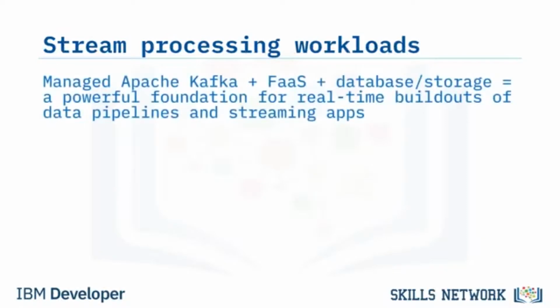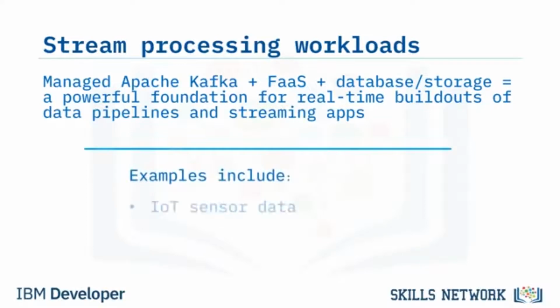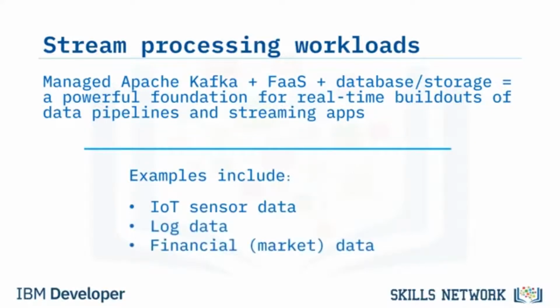Combining managed Apache Kafka with FaaS and database and object storage offers a robust foundation for real-time build-outs of data pipelines and streaming apps. These architectures are ideal for working with all sorts of data stream ingestions for validation, cleansing, enrichment, and transformation. Applications of this use case include IoT sensor data, log data, and financial market data.